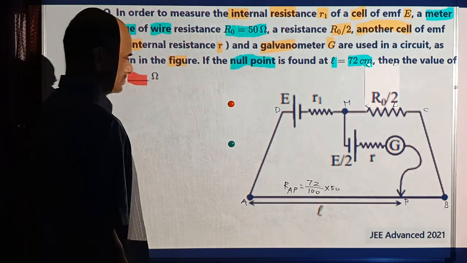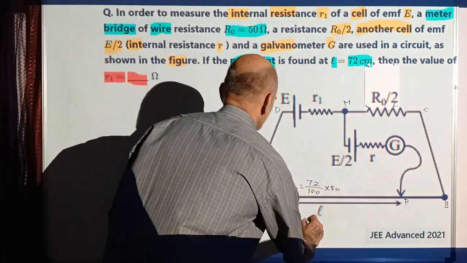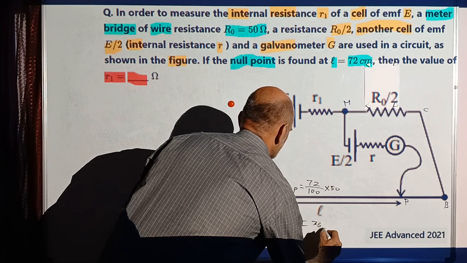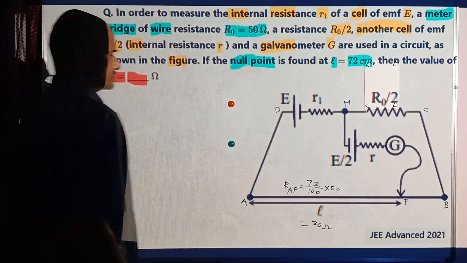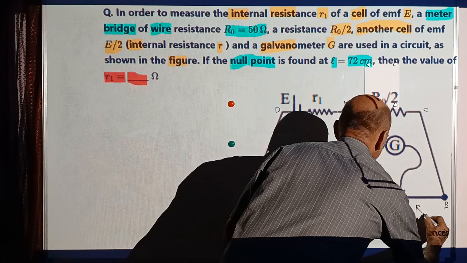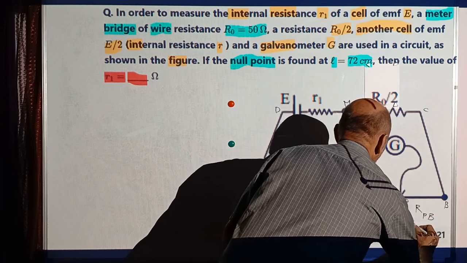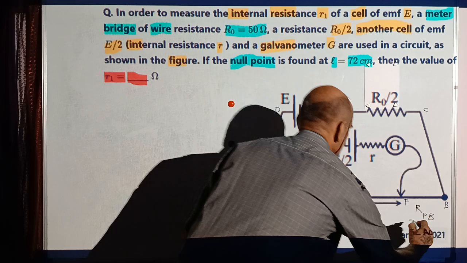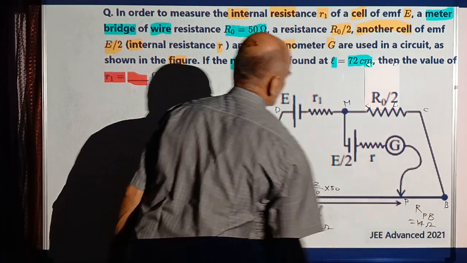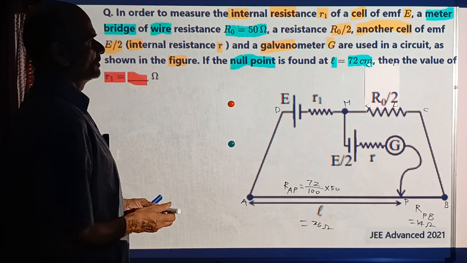They have not given it, but you'll understand it as 100 centimeter, into the total resistance R0, which is 50 ohms. So it's 72 by 2, 36 ohms. So the remaining resistance of 50, between the points P and B, is 14 ohms. 36 plus 14 should give the total resistance 50 ohms.